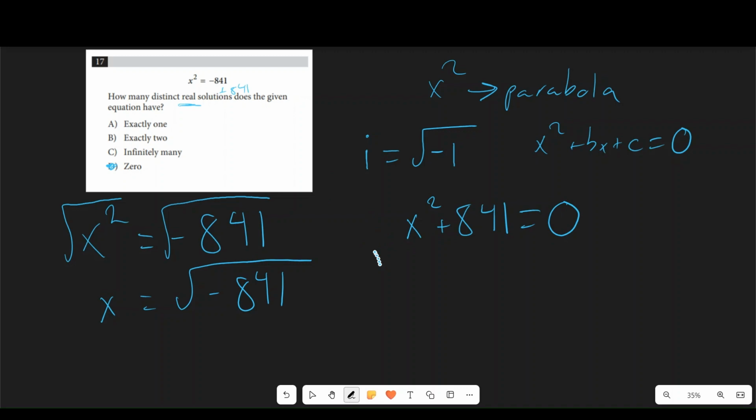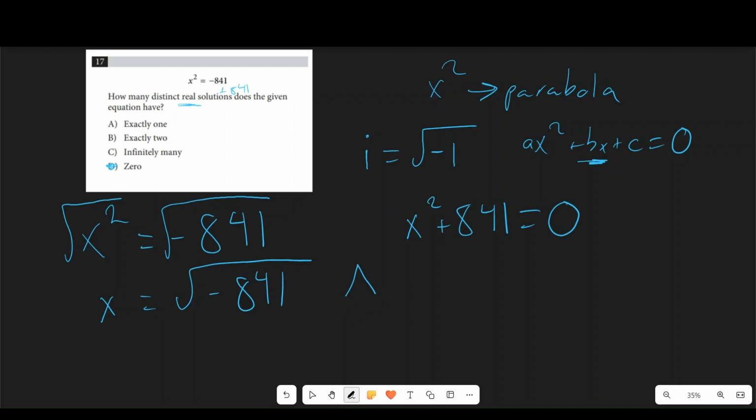Now, it's not exactly super easy to factor this, x squared plus 841, because we're missing our bx term. We only have an x squared, and then we only have a c. So another way to prove that this has no real solutions is by using the discriminant equation for quadratic equations.